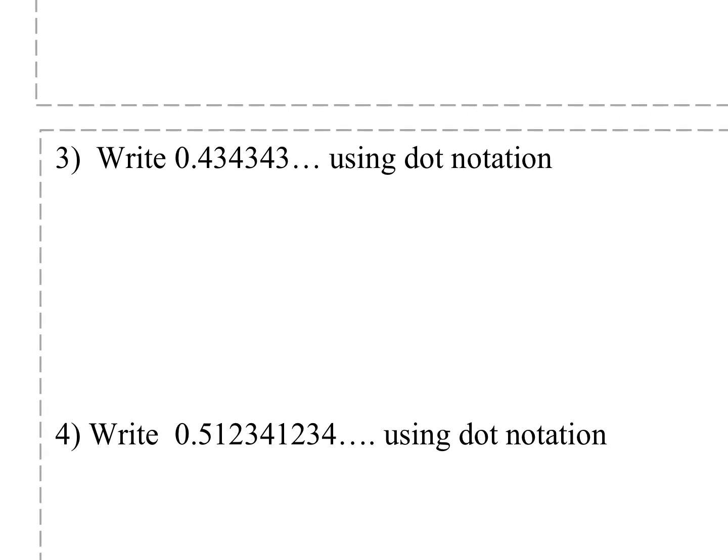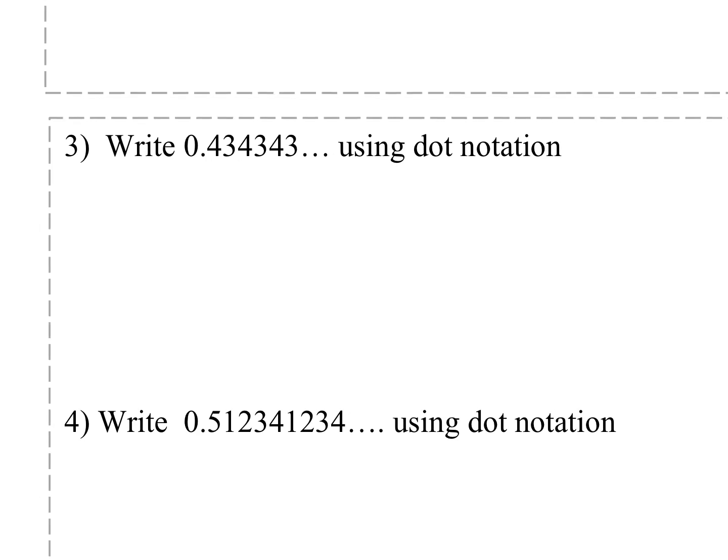So how do we write these using dot notation? Well, here we have the 4 and the 3 are the 2 digits that are recurring. So we'd write down the 4, we'd write down the 3, and put a dot on top of both of them. That's it.